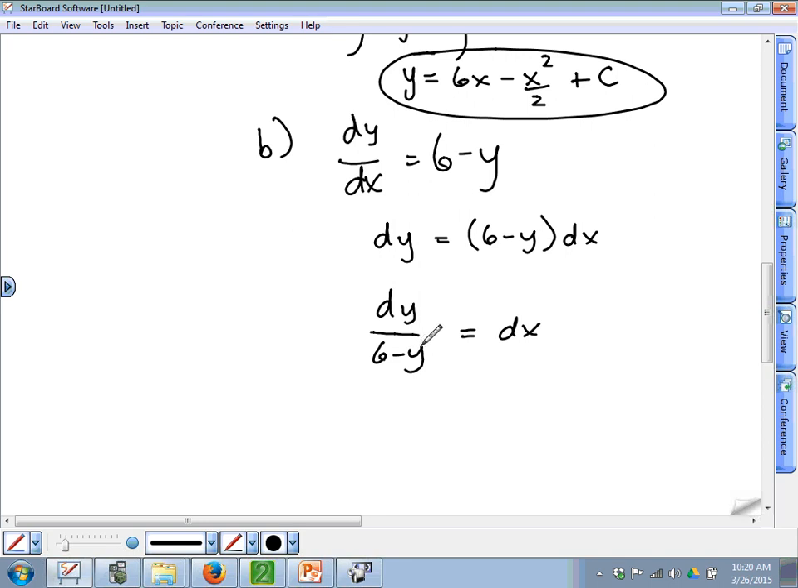Okay, yes or no, this side only has y's. Yes. This side only has x's. So could we integrate from here? Yes. This has y's, this only has x's. So we could integrate straight from here.